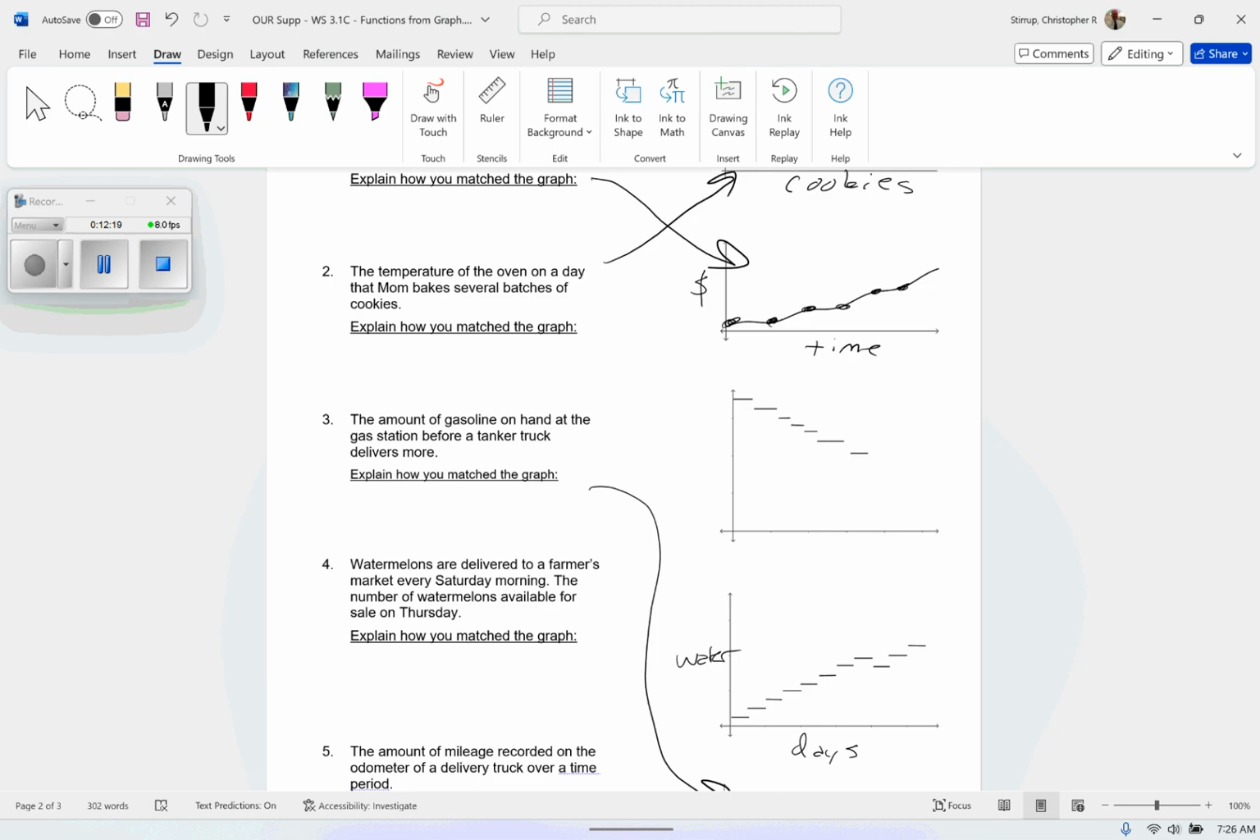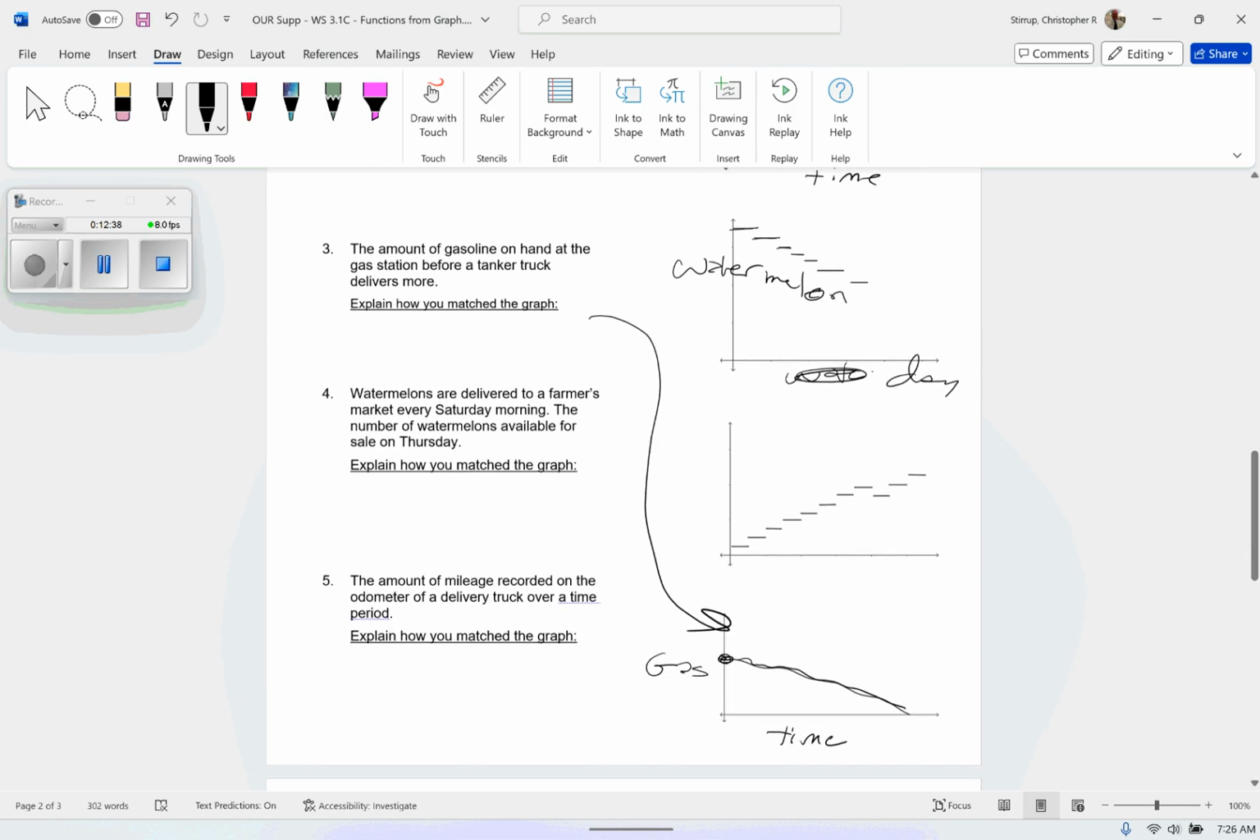Huh. Maybe that's not the one. Maybe it's the one up above. Let's take a look at that one. Let's see if we have watermelons or day watermelons. So they deliver a certain amount, sell some, deliver a certain amount, sell some. Yeah, that could work. So it's kind of a goofier one.